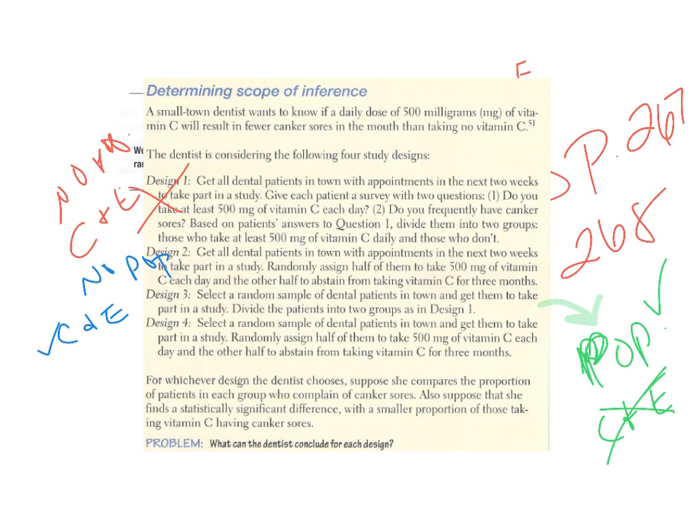For design number 4, he's selecting a random sample of dental patients in town and getting them to take part in the study, so he can make inferences about the population. Randomly assign half of them to take vitamin C and the other half to abstain from taking vitamin C. So now he can do cause and effect inference as well because they were randomly assigned to the treatments. So that would be his best bet if he wanted to make both of those types of inference.